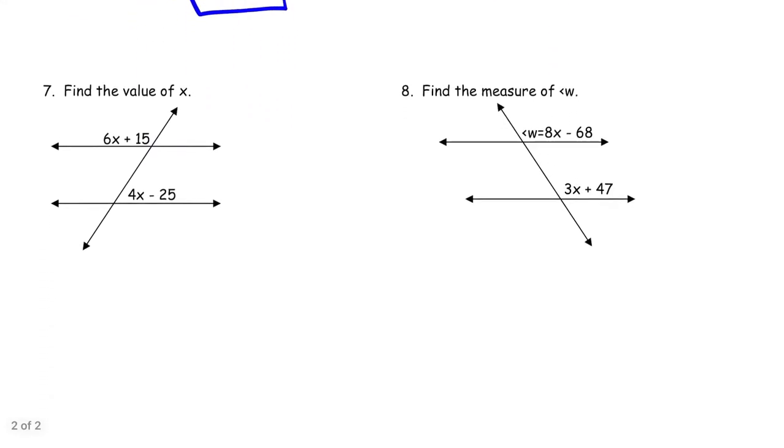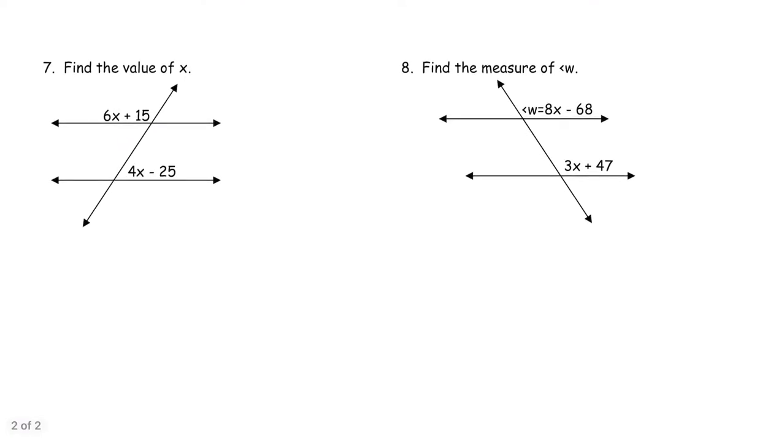Last two. Total review here. Two parallel lines cut by a transversal. Look at the shape of each angle. So in this one, 6x plus 15, the shape of this angle is obtuse. The shape of this 4x minus 25 is acute. These two are not equal because look at the shapes are completely different. So what I'm going to do, add them up and set that equal to 180.